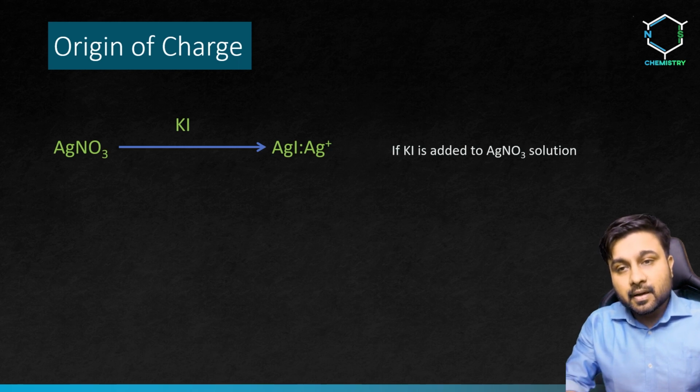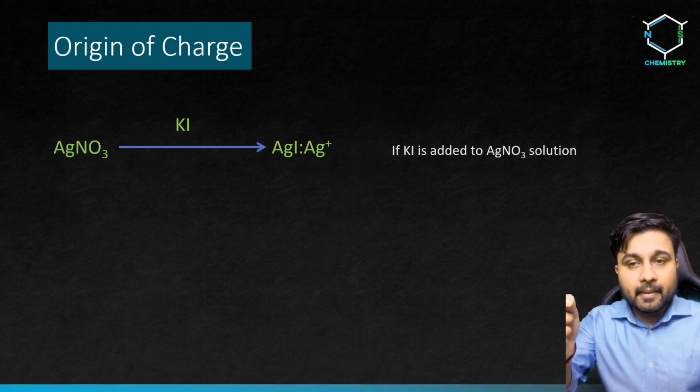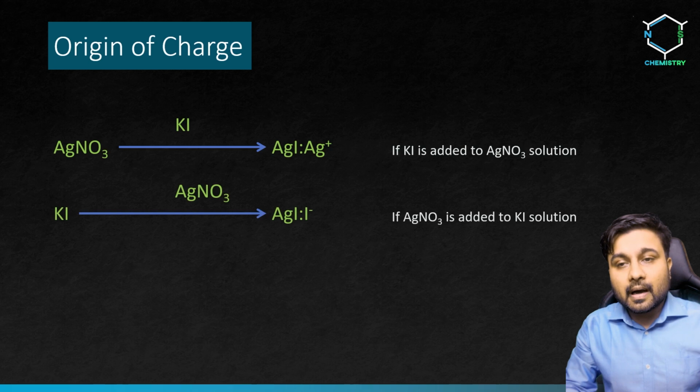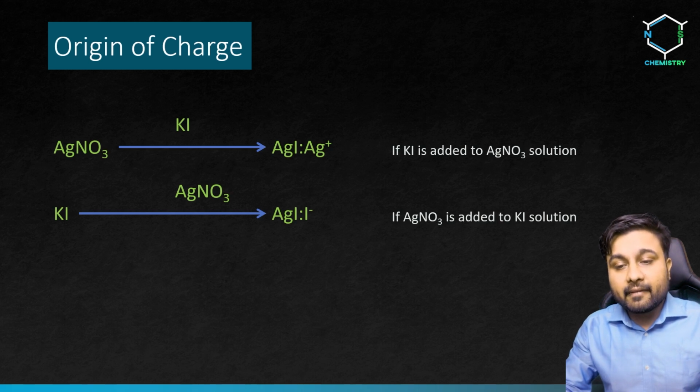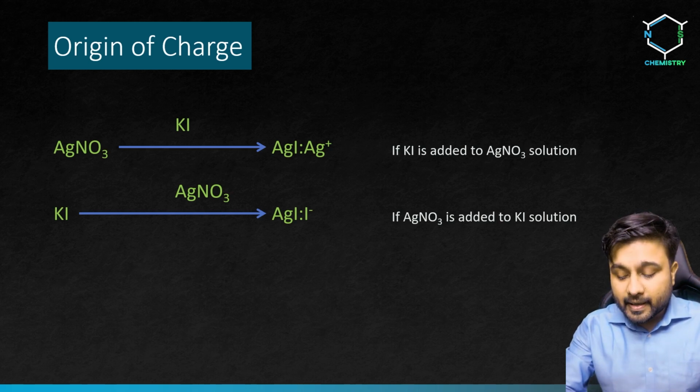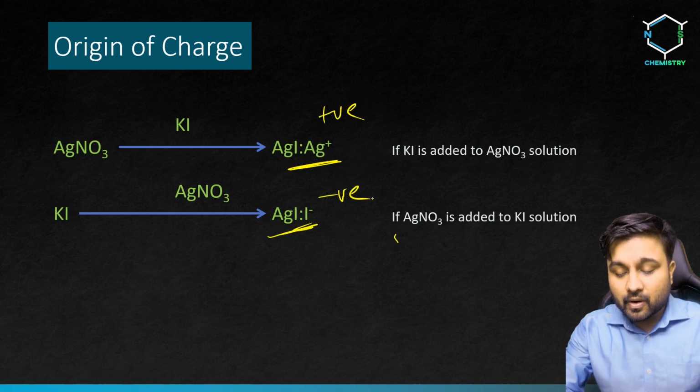Instead, if we do the reverse, if we take KI solution and add some AgNO3, then the AgI precipitate will see that there are I negative ions in the solution. So that AgI precipitate will adsorb I negative ions and then it will become a negatively charged colloid. So you can see this is a positive colloid, this is a negative colloid.